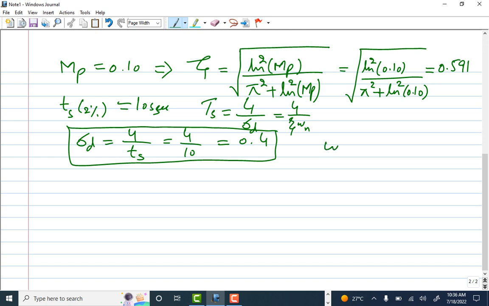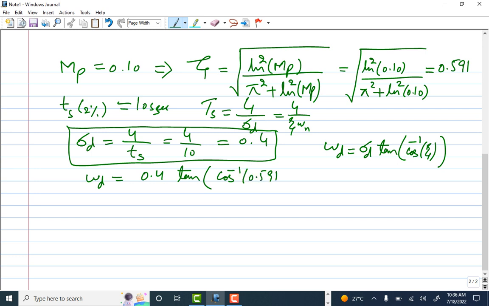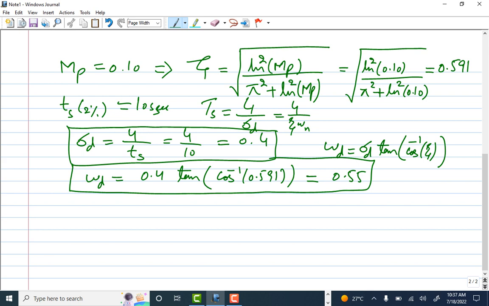For omega d we have a formula: omega d is equal to sigma d times the tan of cos inverse of zeta, which we calculated using the overshoot. When we do that, omega d becomes 0.4 times tan of cos inverse of 0.591, which we calculated a few seconds ago. When we solve this, it becomes 0.55. Now we have come up with omega d. We also calculated sigma d, so we know the dominant pole.